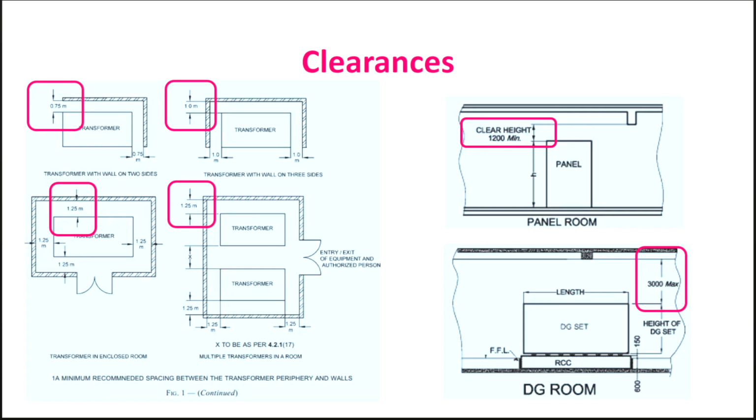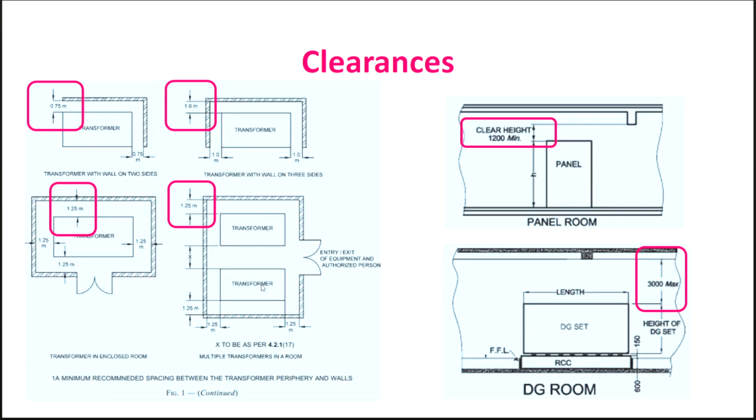Then where should I build the wall, how far should I build it. So again, I have just given clarity on what to do if there are two side walls, three side walls. In case I have to enclose all four sides with a door from a security point of view, then it has to be 1.25 meters.